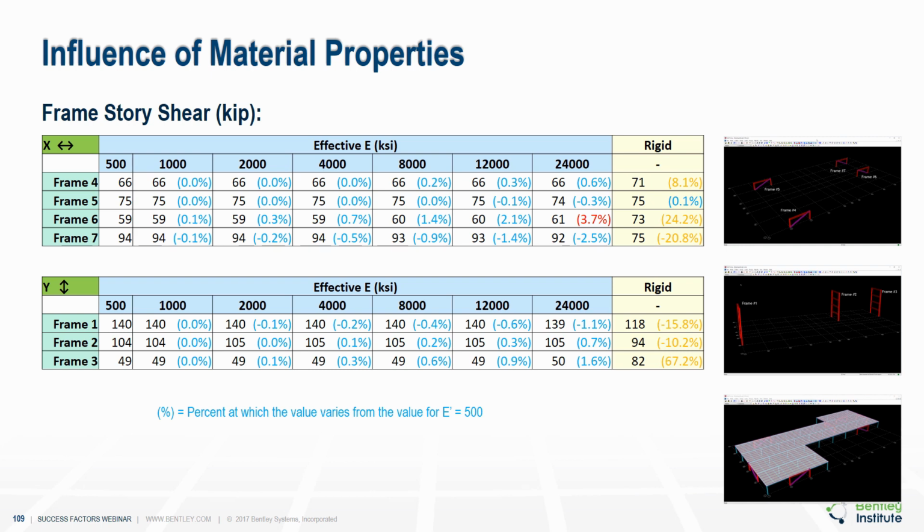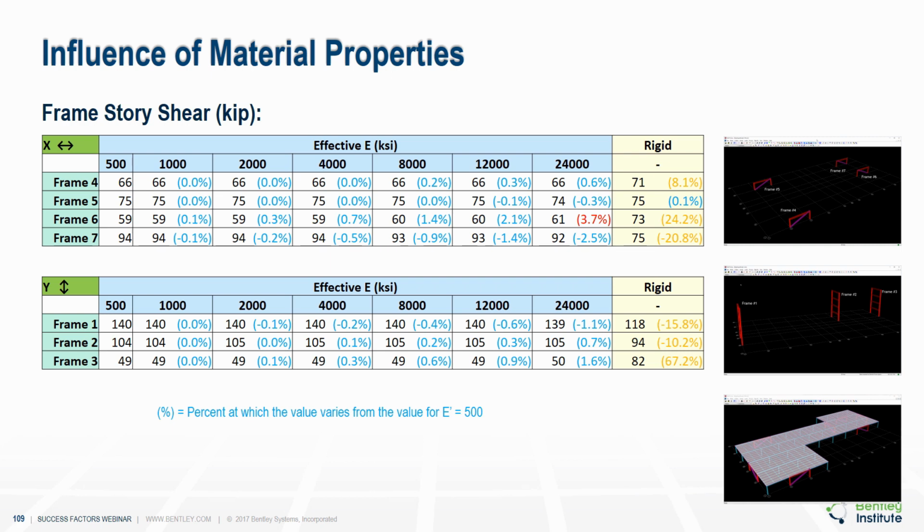Now, keep in mind, I'm not saying that 500 is the right answer. As an engineer, I haven't said this is the deck I'm going to use, and therefore the right answer for this model is such and such a value. I'm not making that decision right now. All I'm trying to point out is that if I make different decisions about effective E, this is the impact that's going to result.